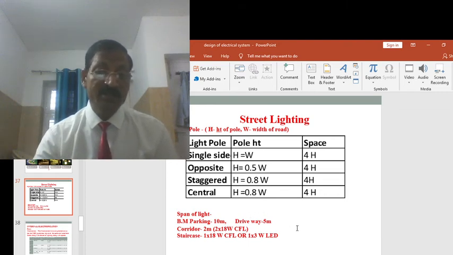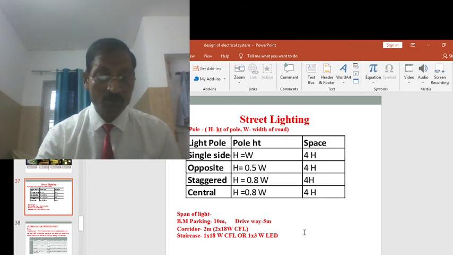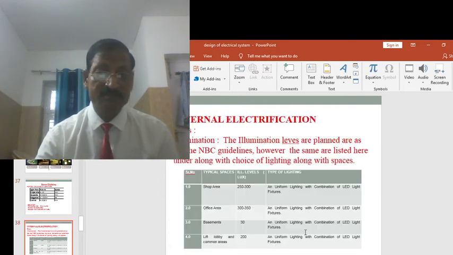Span of the light. In basement parking, we generally have 10 meter, in driveway 5 meter, in corridor 2 meter, and in staircase we provide 1 into 18 watt CFL or 1 into 3 watt LED lights. Internal electrification.